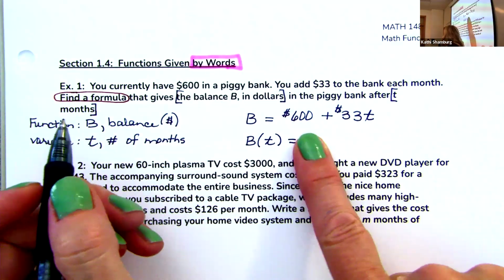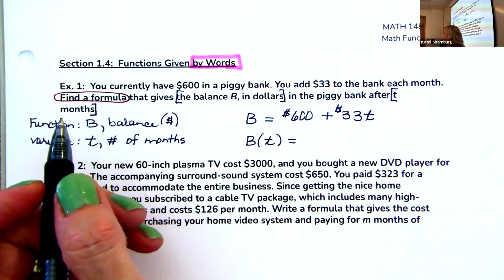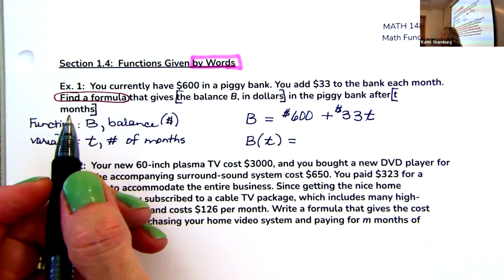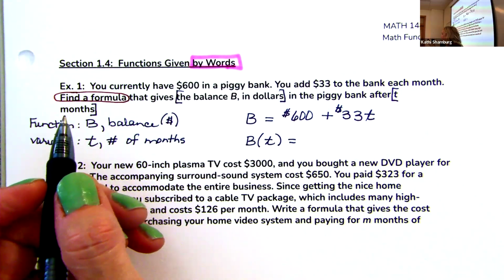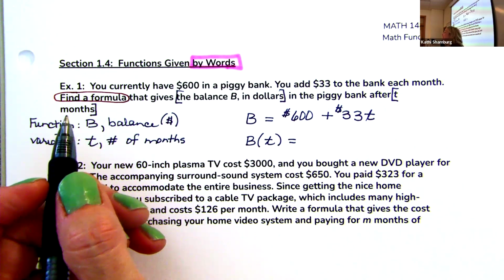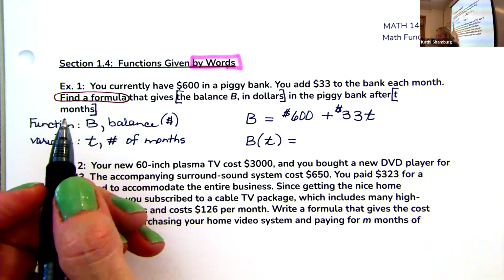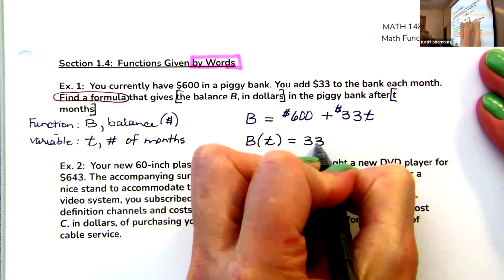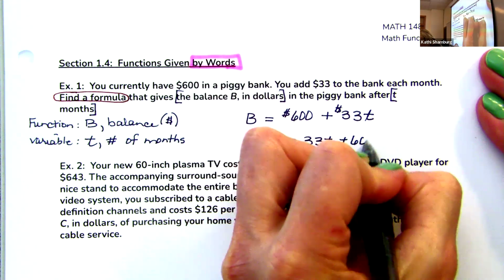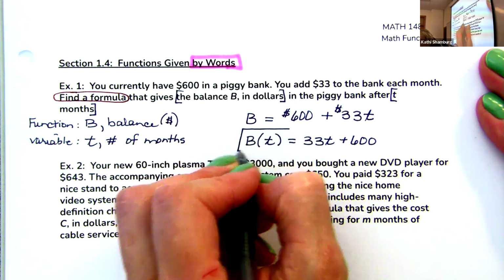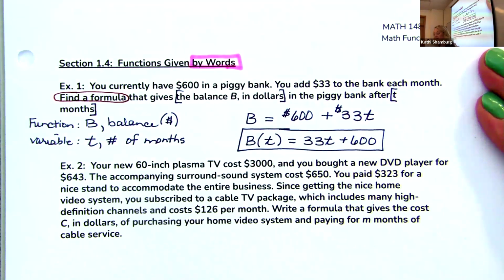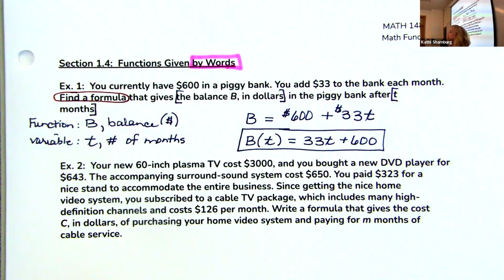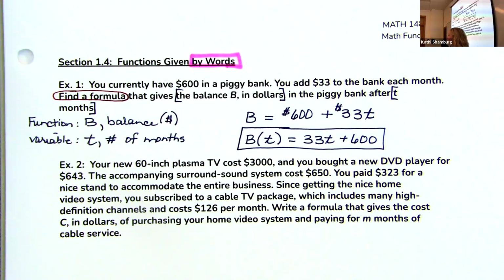Now, if you leave the $600 in front, it's perfectly fine. We typically mathematically put the term with the variable up front, so I'm going to switch them. But if you did not switch them, I won't count off, because 600 plus 33T is the same thing as 33T plus 600. And that's all that problem asks me to do, is find a formula. It's not giving me any amount of months. I don't have to do any calculation. It just said find the formula. So we're done with that.